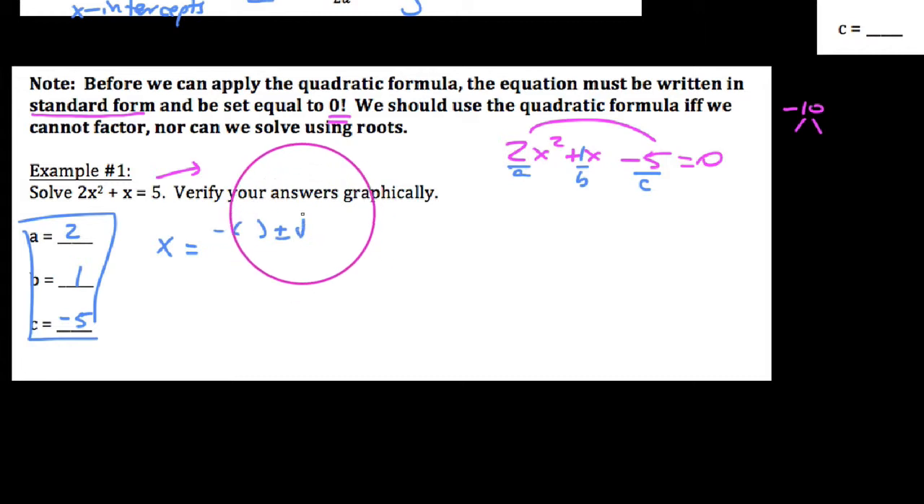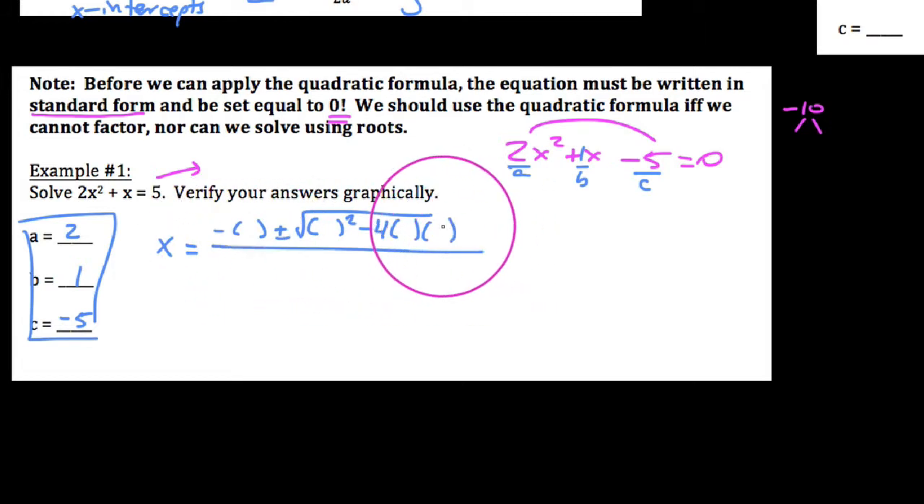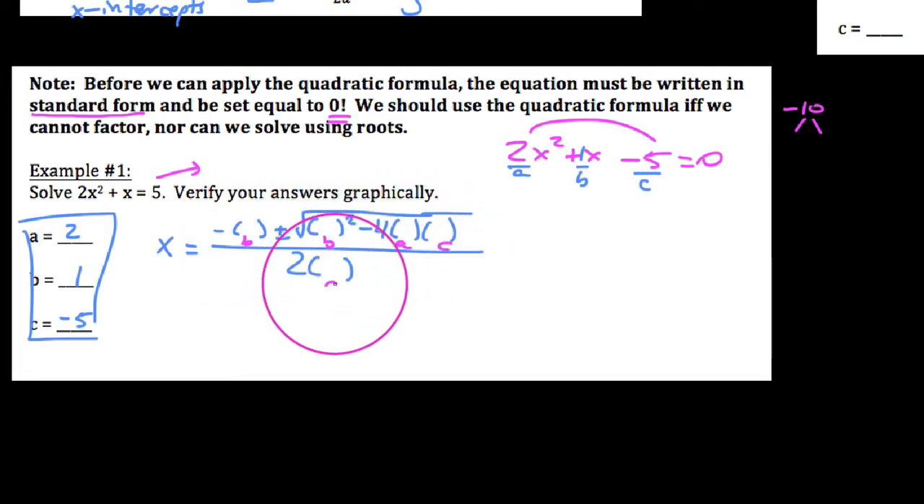So we say negative blank plus or minus the square root of blank squared minus 4 times blank, all over 2 times blank. I've had people before write their letters underneath here. We say this is a B, this is a B, this is an A, this is a C, and this is an A. But we just need to put the numbers in the right spot. So B and B here are both going to be 1. So I get 1, 1. If I plug in A, I get 2, 2. And plug in C, we get negative 5.